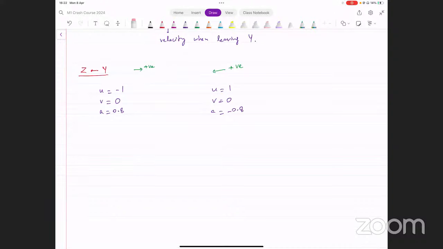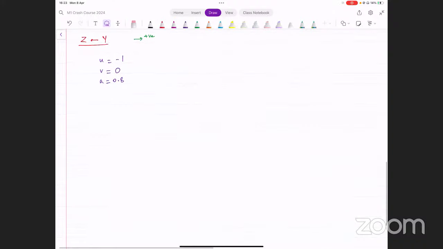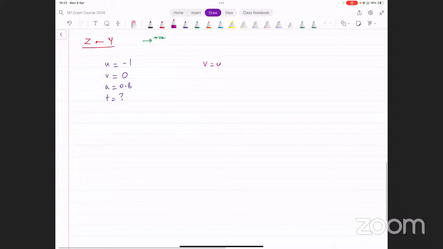Now you can find the time taken from y to z. You've got v, u, and a. All you have to do is find the value of time. How can you do that? V equals u plus a times t. V is 0, minus 1 plus 0.8 times t. The value of t turns out to be 1 over 0.8, so I think 1.25. Yeah, 1.25 seconds.